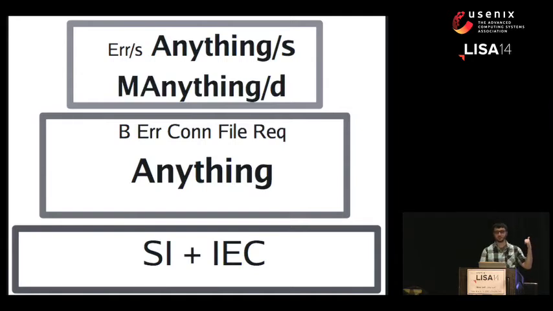So in particular, if you have a unit tag called anything, you can query for anythings per second or mega anythings per day or anything like that.